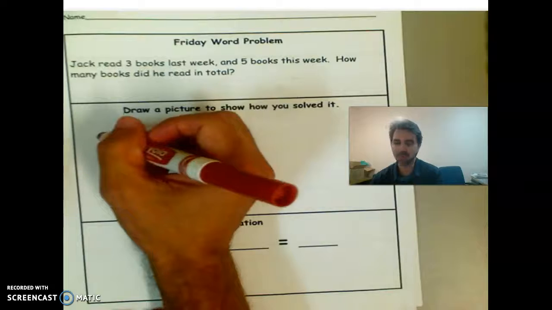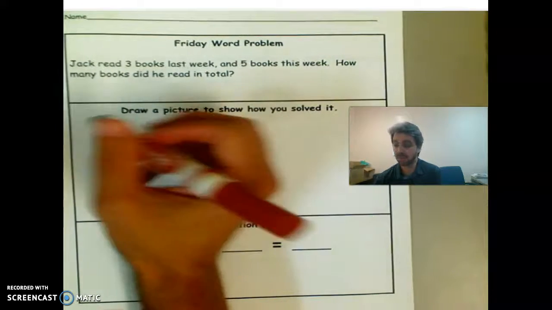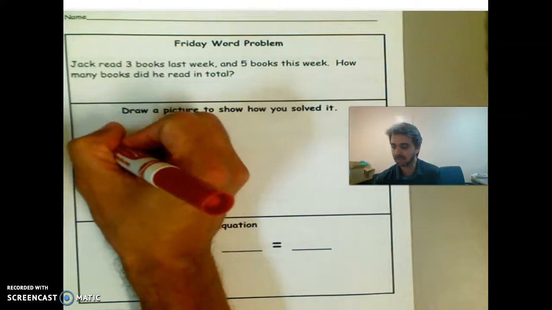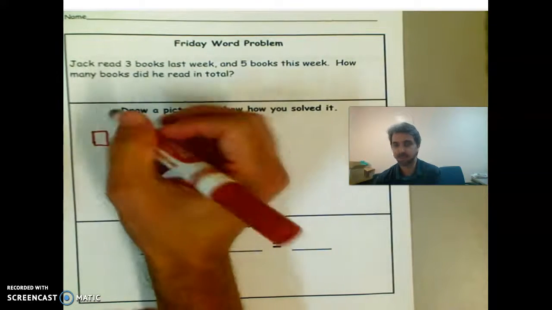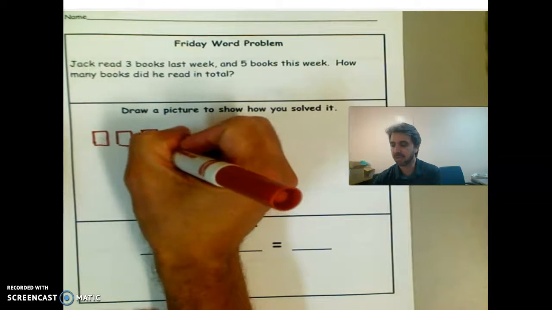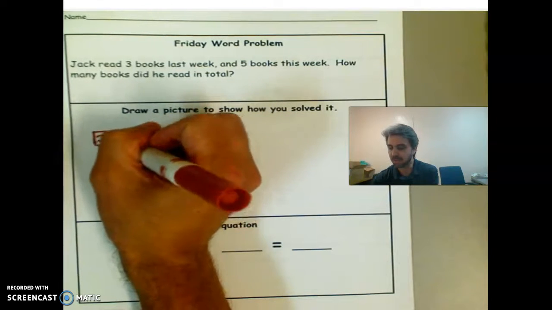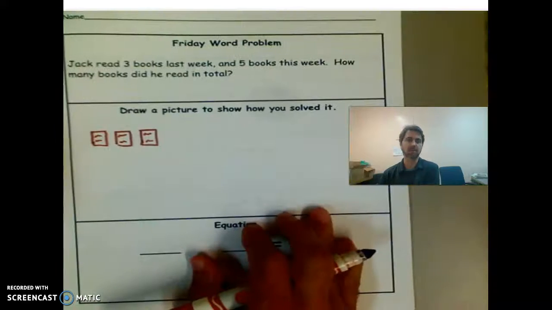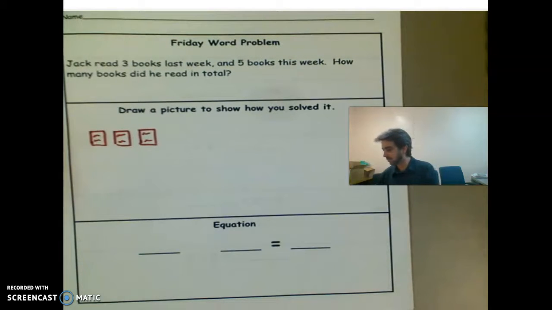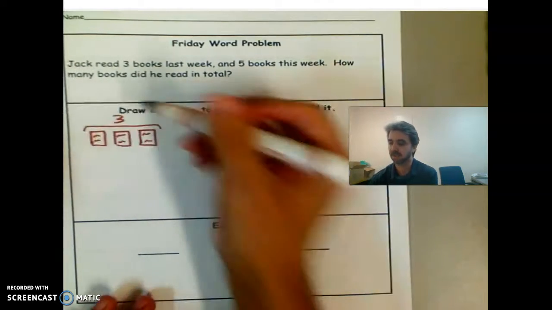I'm going to draw a book. We've been doing balloons and cookies, but books look more like rectangles, so I'm going to draw a rectangle for a book. I'm going to draw 3 books that represent the 3 books he read last week. You don't have to do this, but I'm going to put a few squiggles. It makes it look like there's writing on there, the title and the author. You don't have to change colors, but I'm going to, to make it clearer. This is 3.